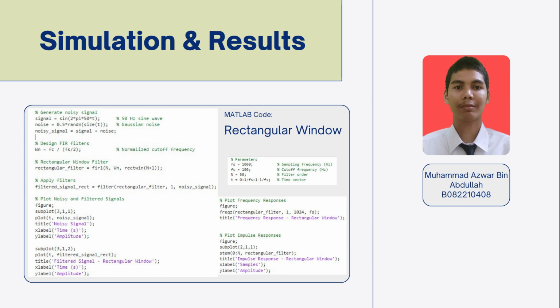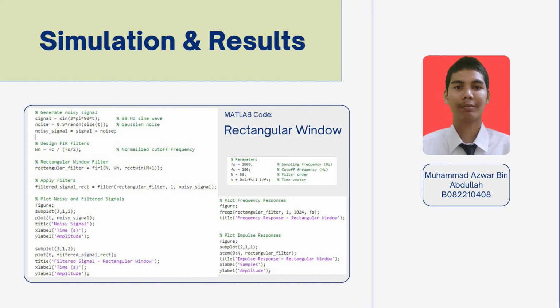I will cover the simulation and the MATLAB coding. So as we can see here, for our rectangular window coding, the first thing is we have to set up the parameters, which are sampling frequency, cutoff frequency, filter order, and the time vector. And then we generate a noisy signal, where the signal is a 50 Hz sine wave, and the Gaussian noise has 0.5 standard deviation, and the noisy signal is the sum of the sine wave and noise. Then we normalize our cutoff frequency. We start with the cutoff frequency over sampling frequency over 2.